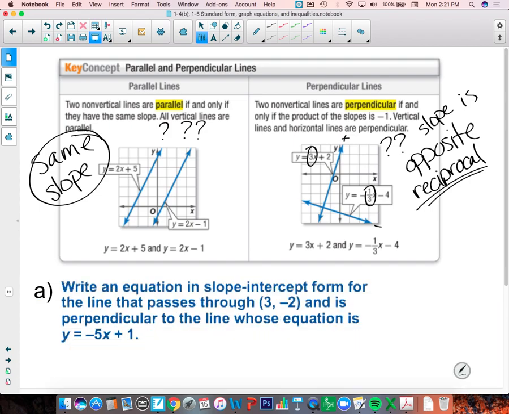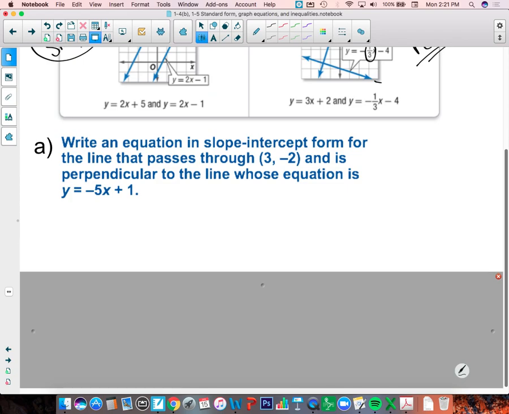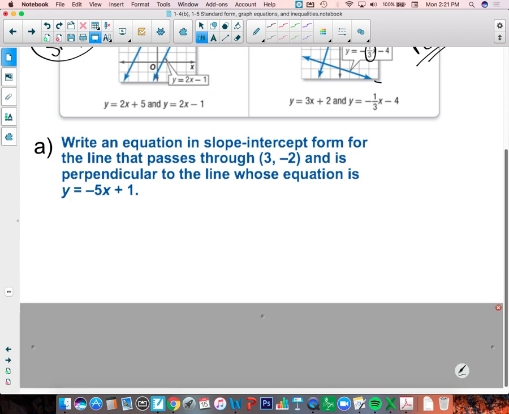All right, so that's important when we're trying to find the equations of lines when we're given a line already. Okay, so we want to find the equation in slope-intercept form. That's important because we need slope-intercept form when we're done. For the line that passes through (3, -2) and is perpendicular to the line whose equation is y equals -5x plus 1. All right, so the things that I underlined there are important for us to get our final answer. First thing that I'm going to use is the word perpendicular, because what did I say up above? Perpendicular is opposite reciprocal.